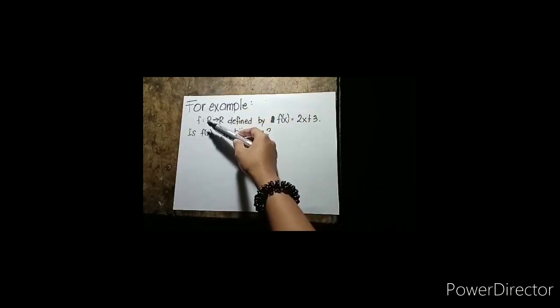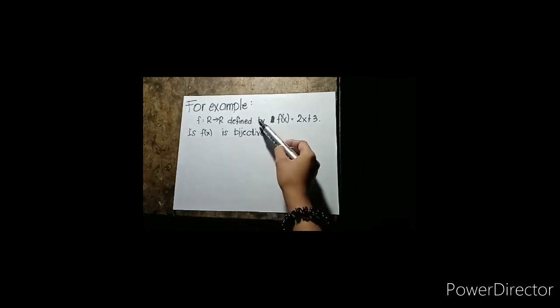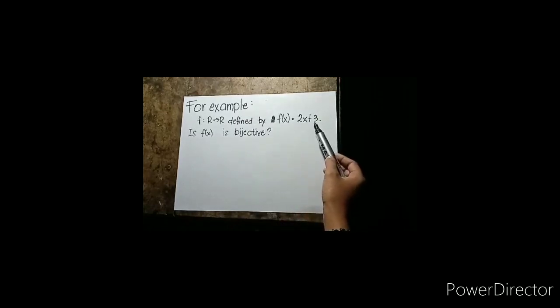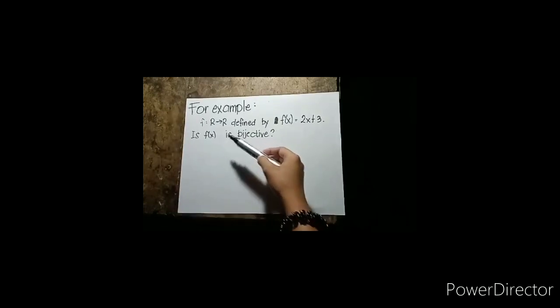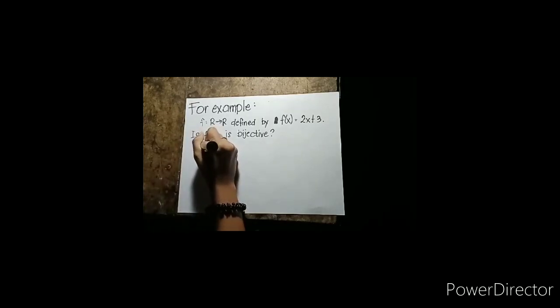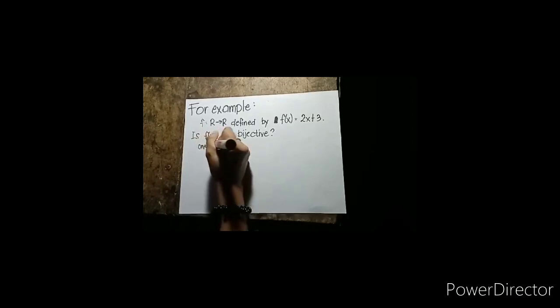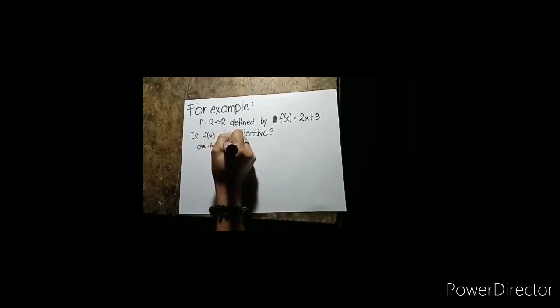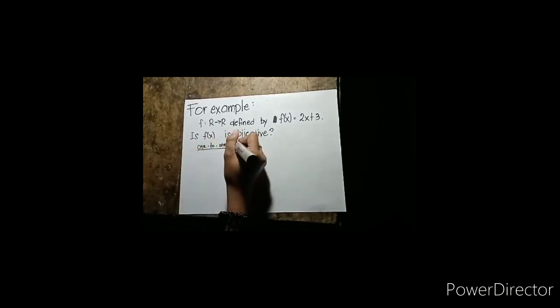If f is the function of R to R defined by 2x plus 3, then we have to prove whether it is bijective or not. So here is the solution. If the function is bijective, then it must satisfy the one-to-one correspondence or one-to-one function. Then we have to solve first the one-to-one function.